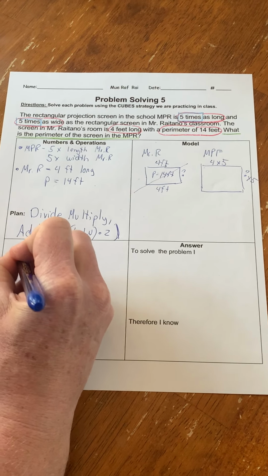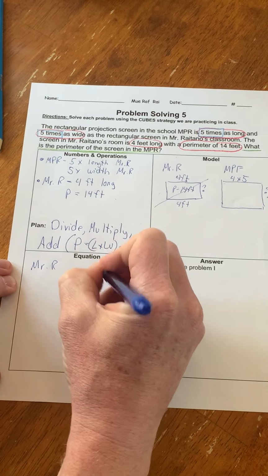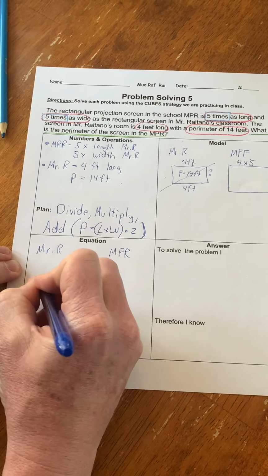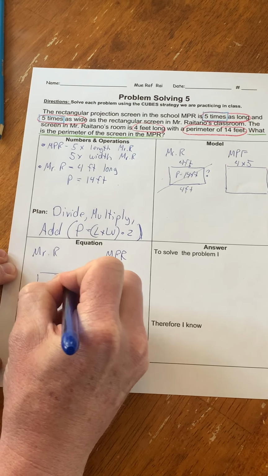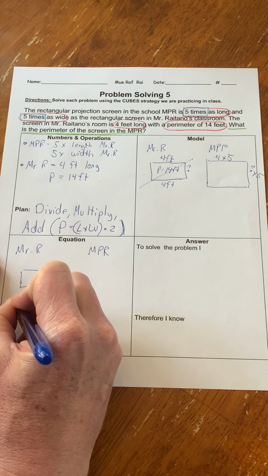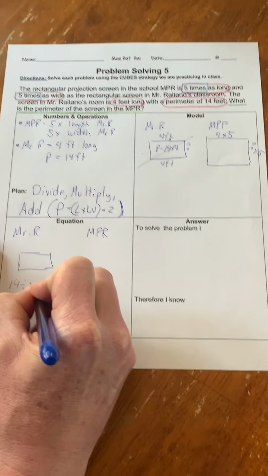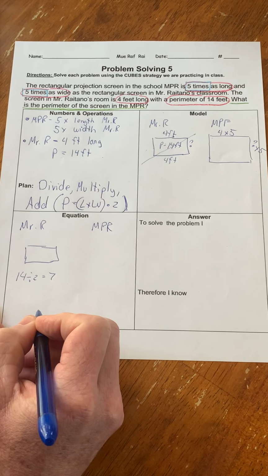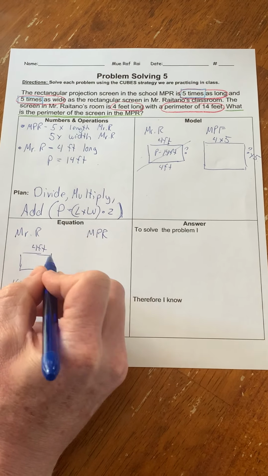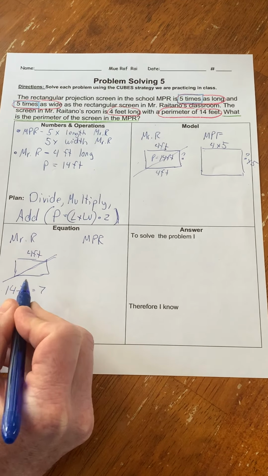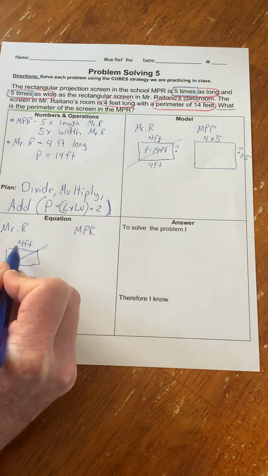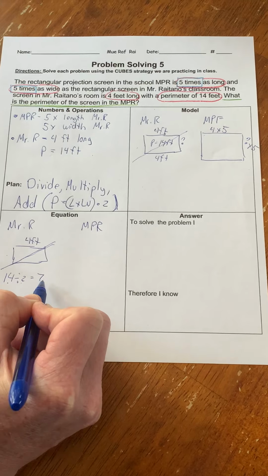We have Mr. R's room, the NPR. So we said we're going to divide first. We know that the perimeter is 14 feet. So I'm going to divide 14 divided by 2, which I know is 7. So if this side is 4 feet, and I just divided the perimeter in half, that means that half of my rectangle has to add up to 7.